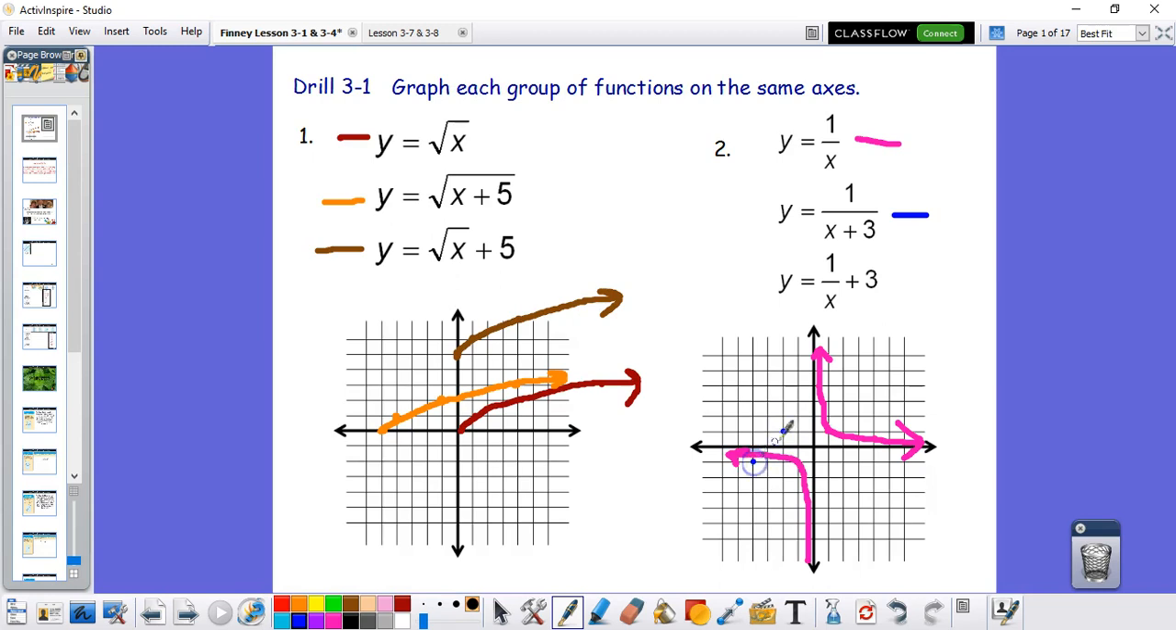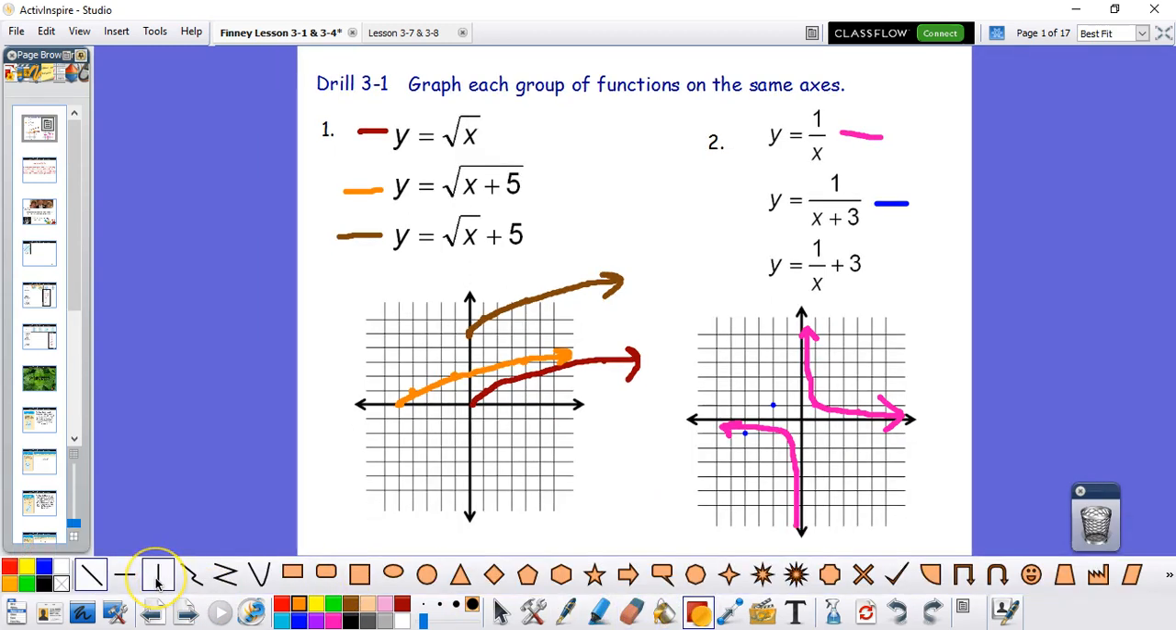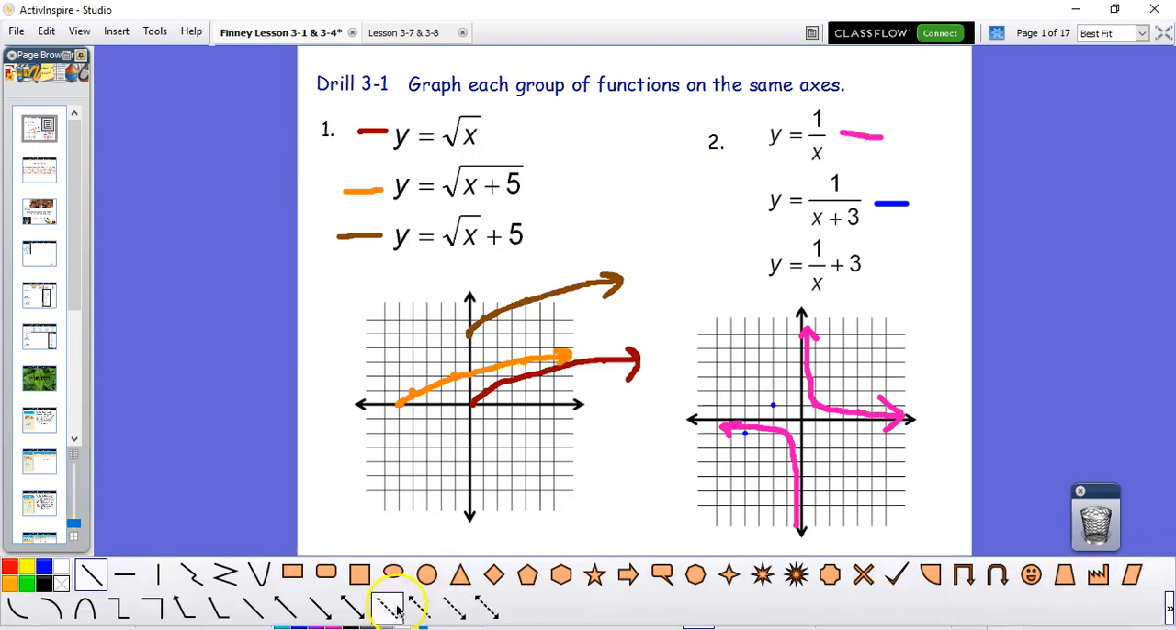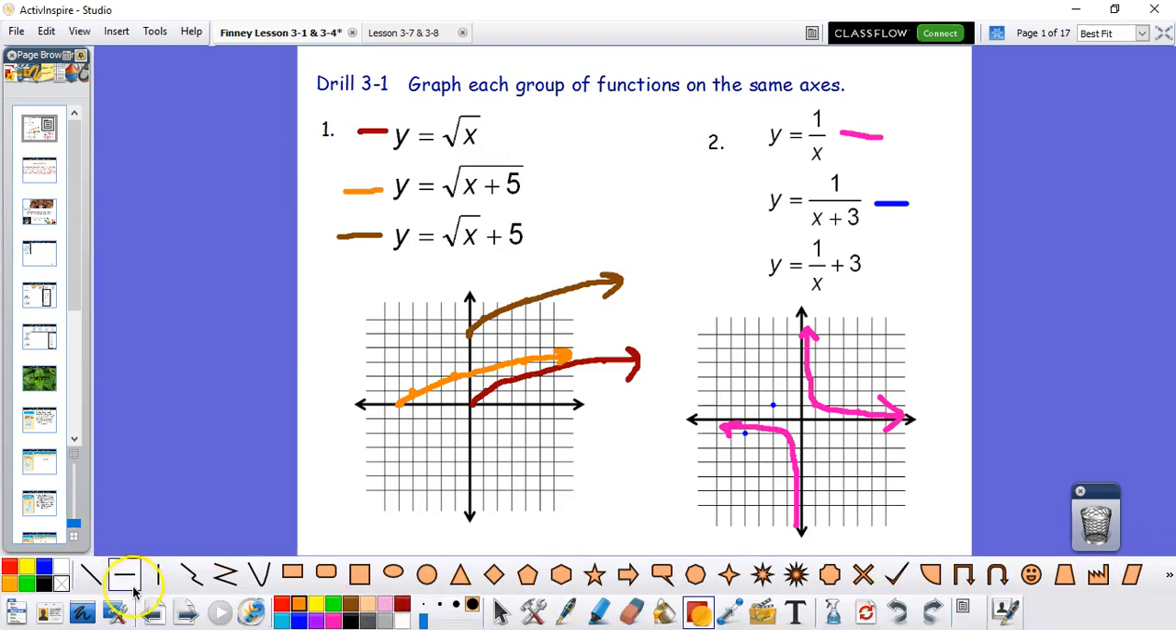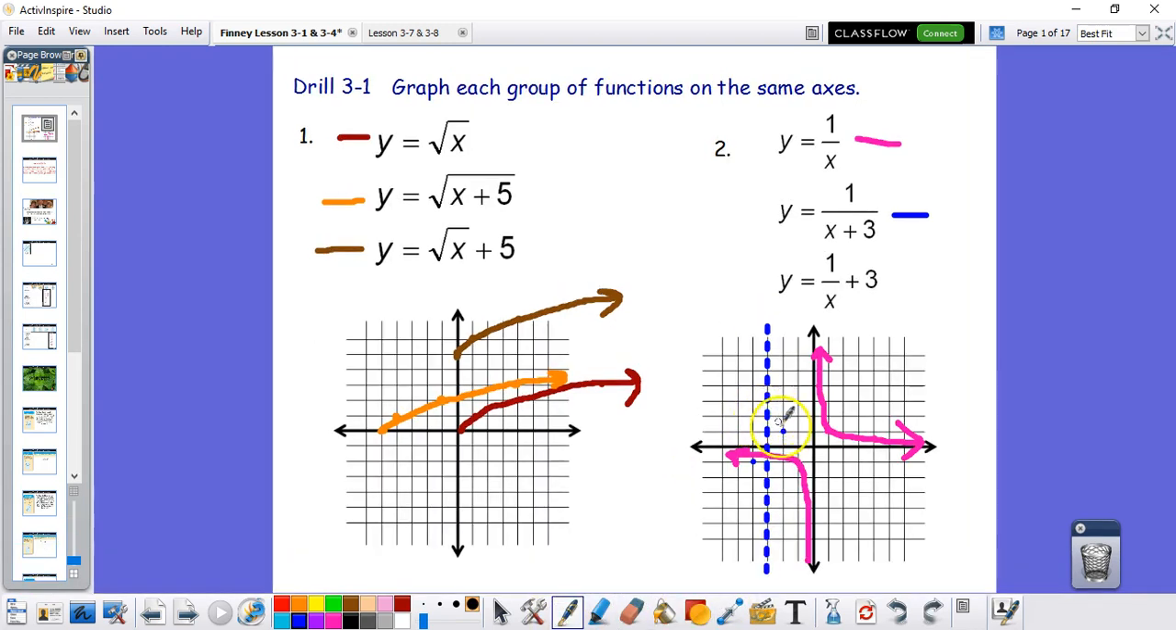So it's going to look a little similar. I probably should draw my asymptote here. Let me get an asymptote drawer. We're doing blue, right? So let's get our asymptote. There's my asymptote. Okay.